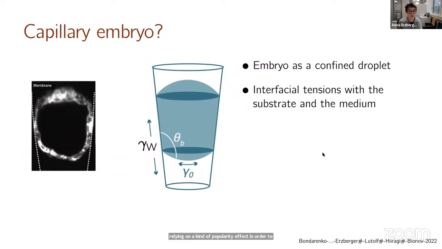And we wanted to start with a very, very simple description that allows us to capture the essential aspect of this. So we model the embryo as a simple droplet with uniform properties throughout, confined in this geometry, which we take to be fixed. And then we have basically, again, three different interfacial tensions. Gamma W again denotes the difference between the medium-wall and the droplet-wall tensions. And then gamma naught is the tension between the droplet and the medium.